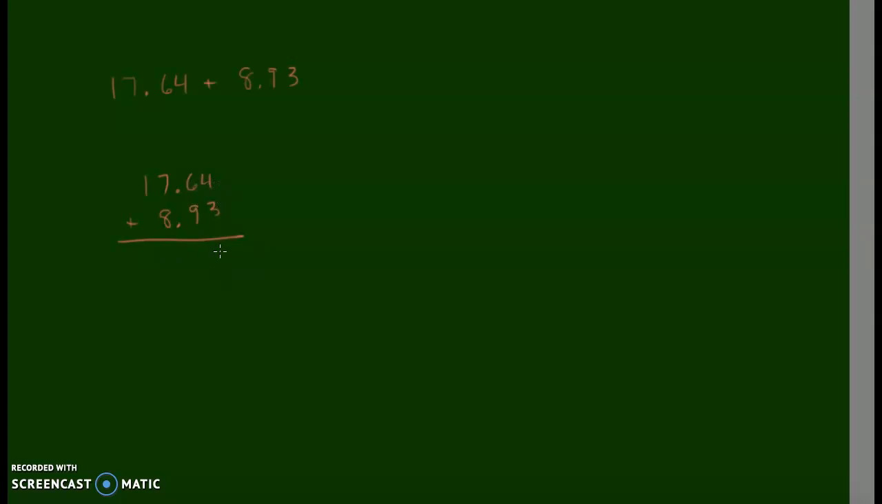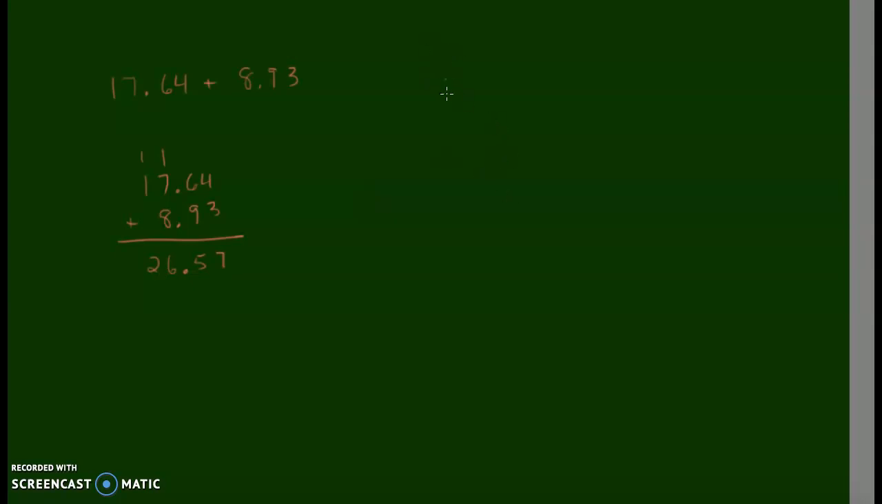4 hundredths plus 3 hundredths is 7 hundredths. 6 tenths plus 9 tenths is 15 tenths. 1 plus 7 is 8, plus 8 is 16. And 1 ten plus 1 ten is 2 tens. So my answer for 17.64 plus 8.93 is 26 and 57 hundredths.